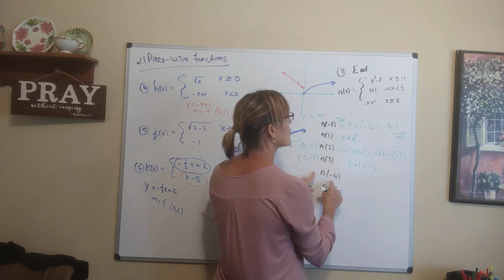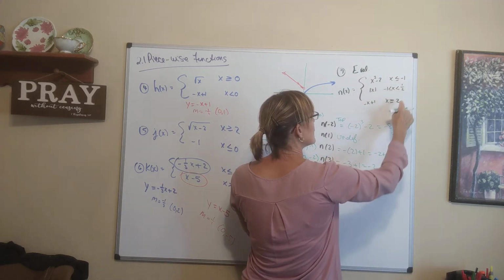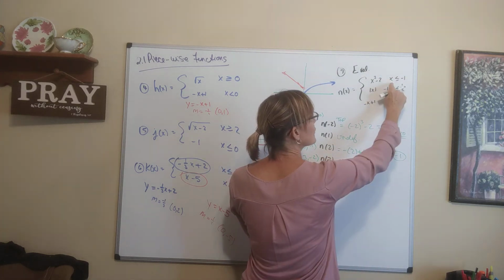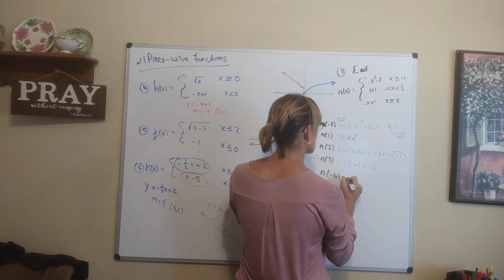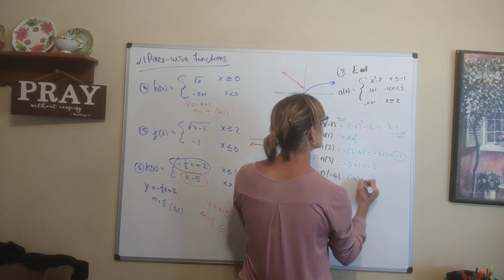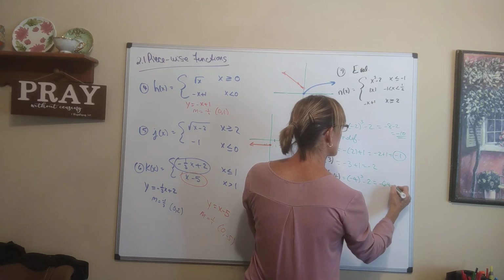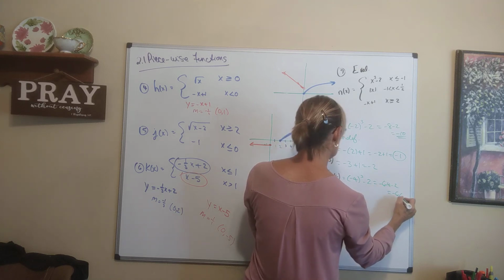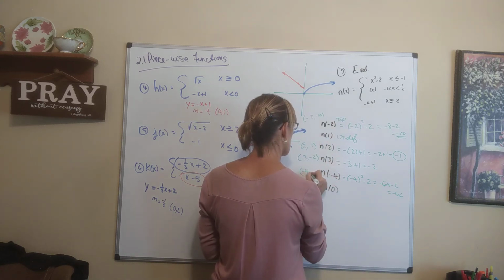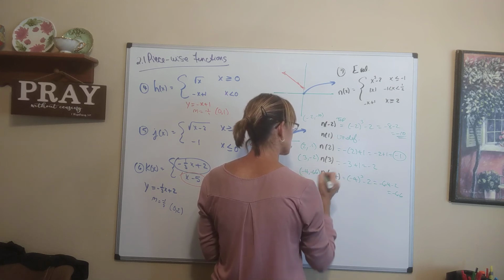X is negative 4. Top, middle, bottom. Negative 4 is to the left of negative 1. It goes on the top. So this is going to be negative 4 to the third power minus 2. That's negative 64 minus 2, or negative 66. When x is negative 4, y is negative 66.